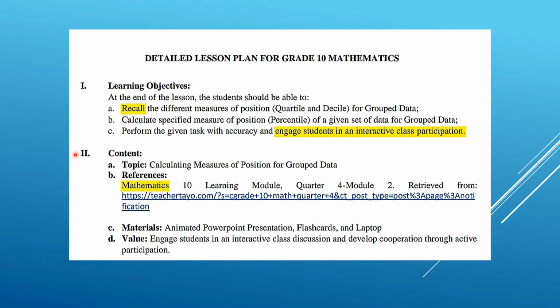applied. So, under the content, the topic is calculating measures of position for group data, the reference is the Mathematics 10 learning module, quarter 4, module 2, and the materials used are an animated PowerPoint presentation, flashcards, and laptop. The value: engage students in an interactive class discussion and develop cooperation through active participation.